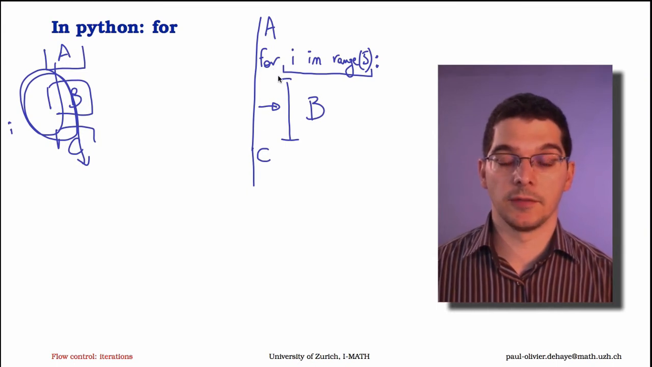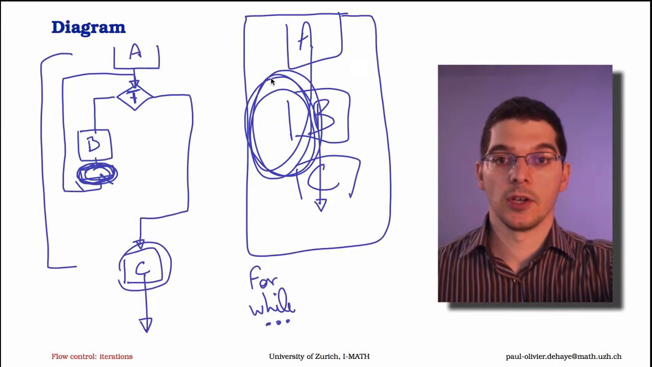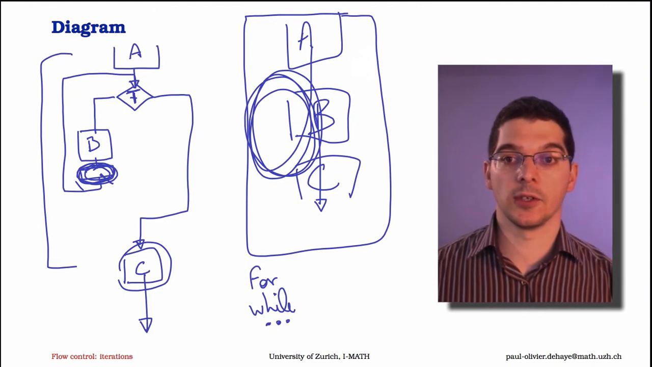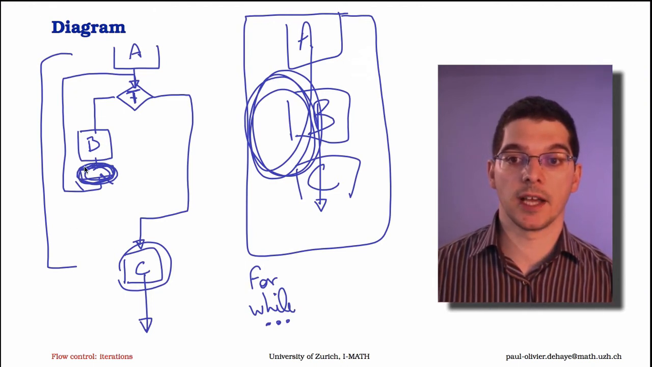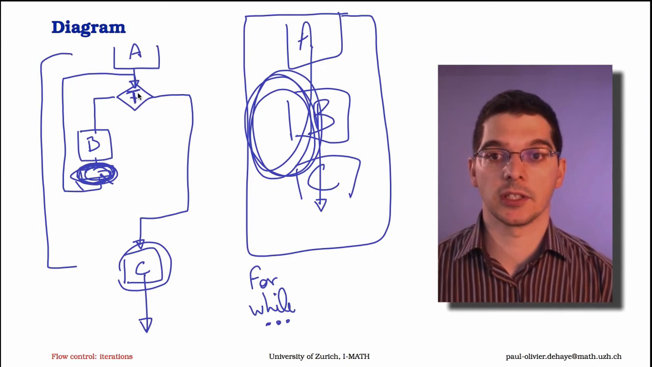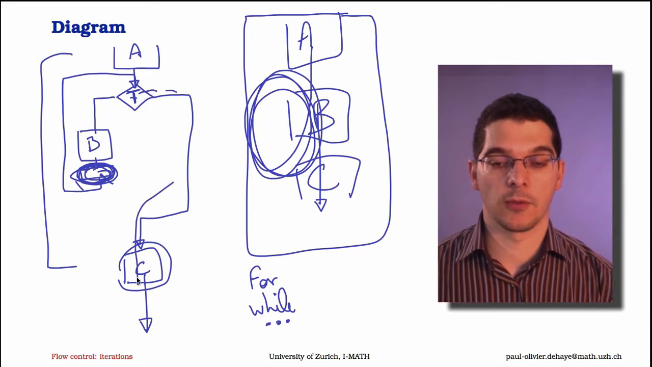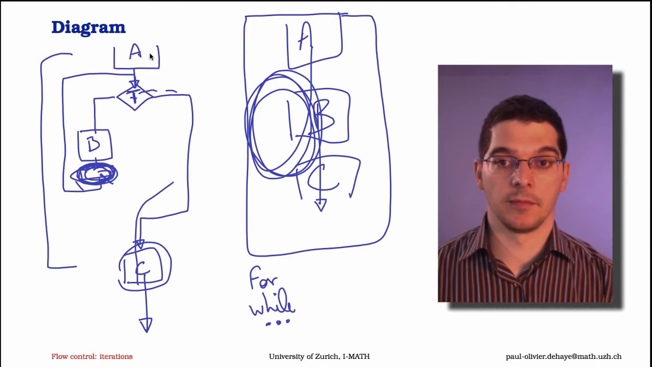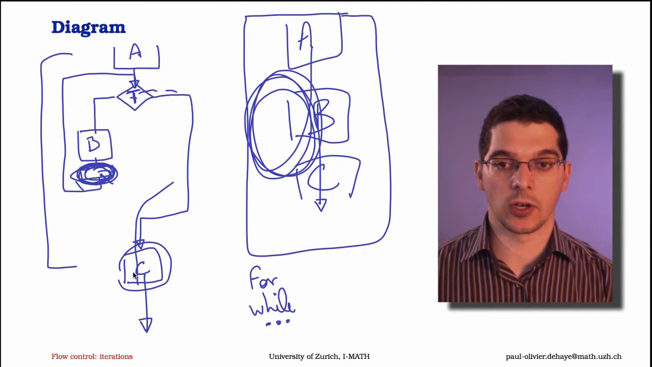Okay, so if you relate back to the previous picture, you can see that this corresponds to here incrementing I by 1 each time and testing whether I is strictly less than 5 or not. And when I reaches 5, then you go through this part and you exit basically the whole construction.